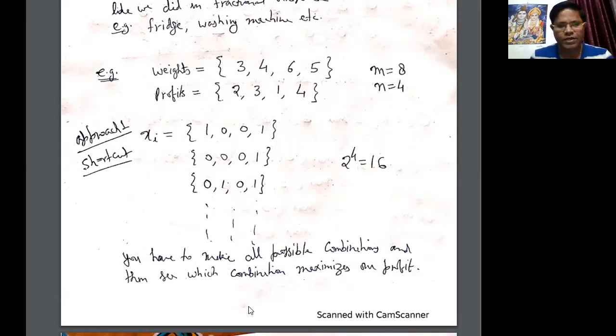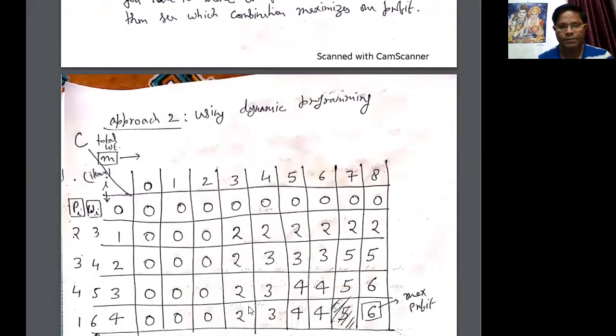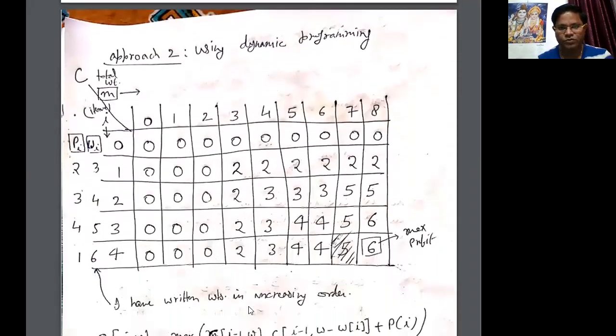So this is the shortcut approach, and sometimes it will take less time and sometimes it will take a lot of time. So let us take the dynamic programming approach that will be used for this 0-1 knapsack problem. I am writing here my approach as approach 2, and I am solving this problem using dynamic programming. For this method, I am first placing a matrix in front of you.